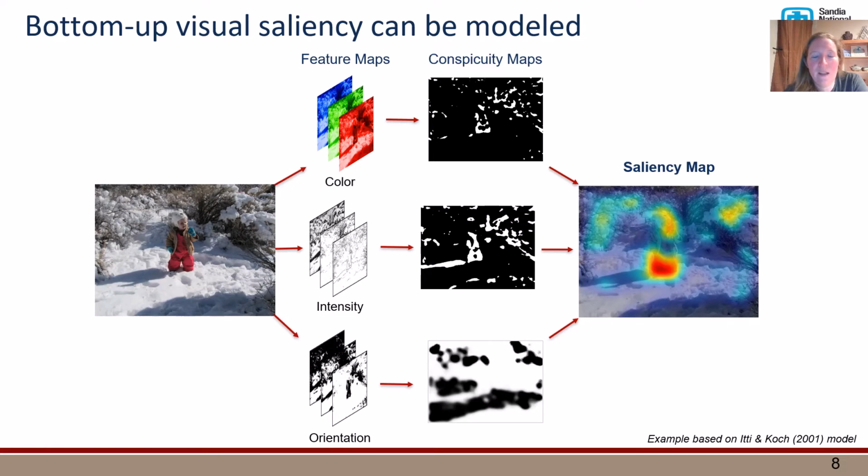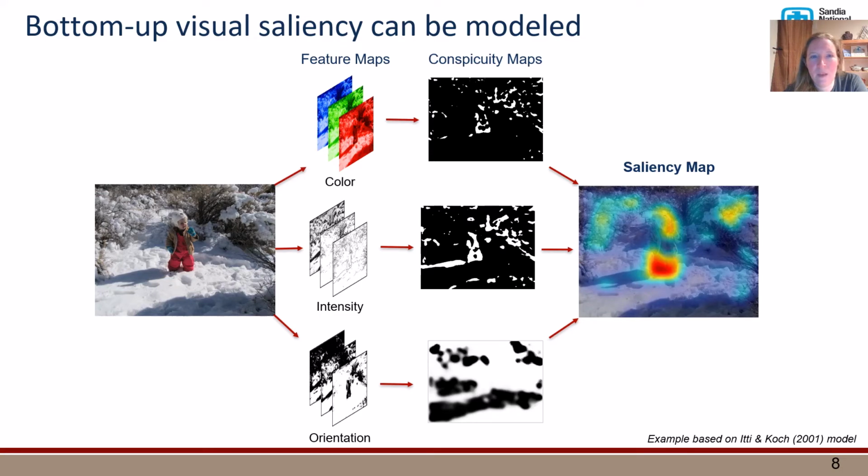Bottom-up visual saliency can be modeled, and there are many different computational models out there that do this. The example here is based on the Itti and Koch 2001 model, kind of a classic one. This model in particular takes in an image and divides it into feature maps based on things like color, intensity, and line orientation. It compares those maps across different scales to identify regions where there are changes in any of those features. Those are then combined to create the saliency map, which is essentially a prediction, based on these bottom-up features, of where someone will look when they look at this image.